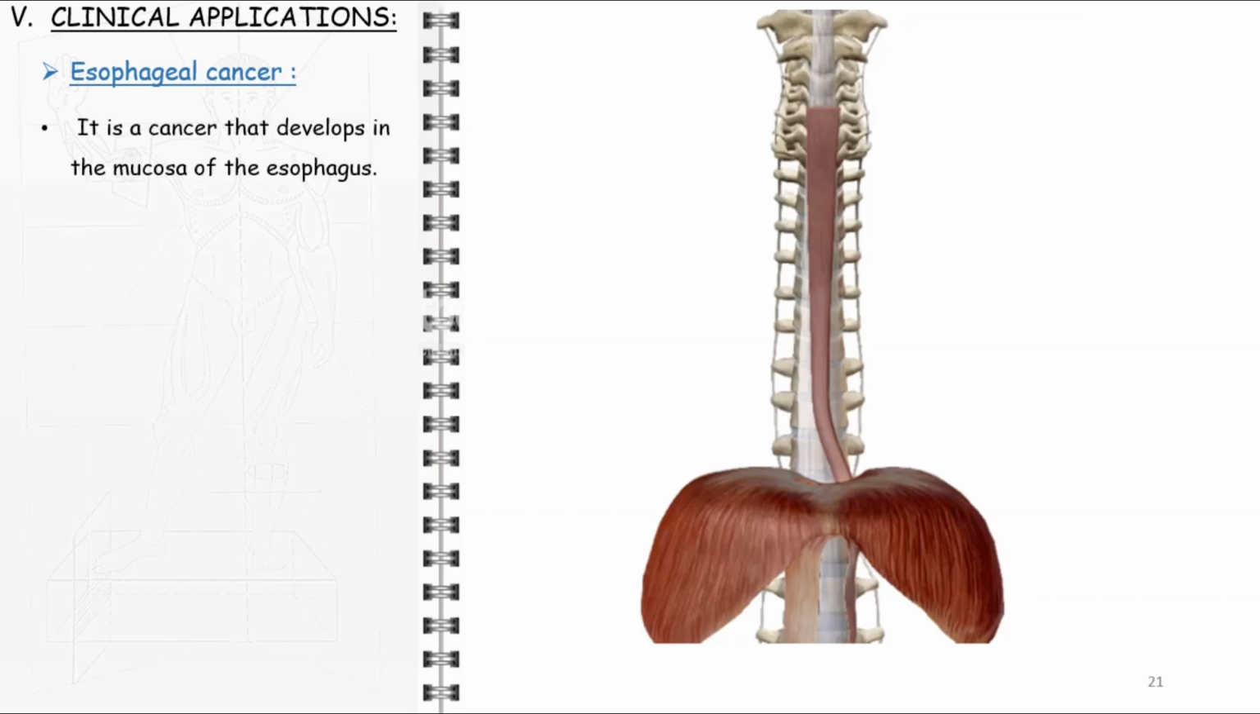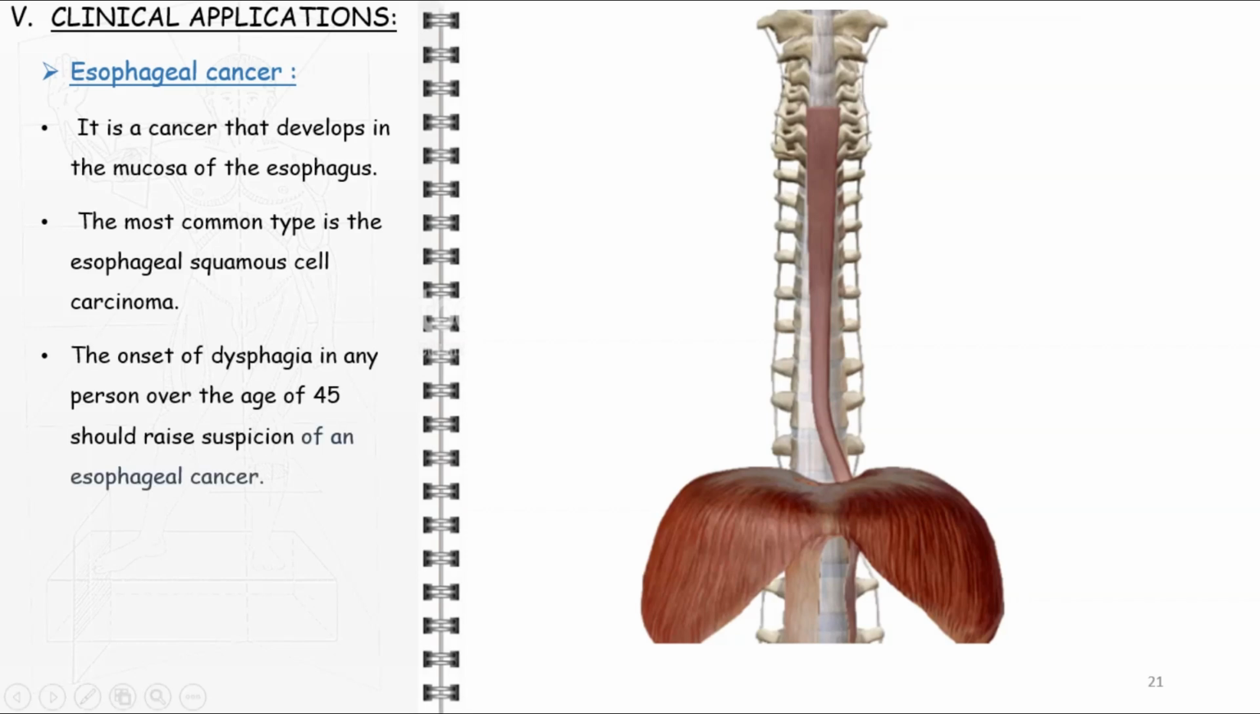Esophageal cancer is a cancer that develops in the mucosa of the esophagus. The most common type is esophageal squamous cell carcinoma, often associated with alcohol and tobacco abuse. The onset of dysphagia in any person over 45 years old should raise suspicion of esophageal cancer. An endoscopy can be performed to observe any potential tumor and to take a biopsy for further examination.